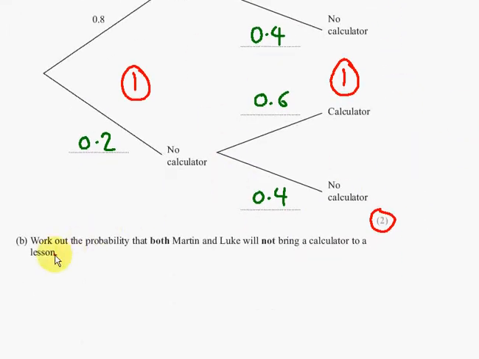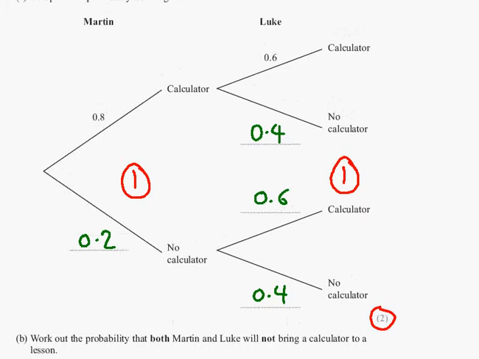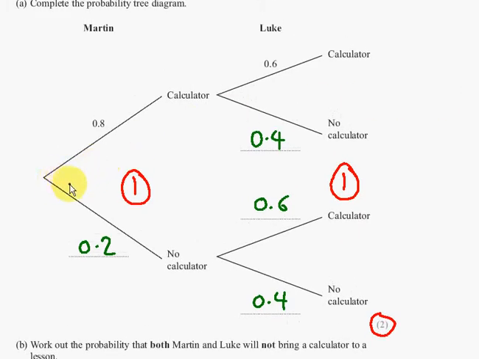So, part B says work out the probability that both Martin and Luke will not bring a calculator to the lesson. So which route is that? Okay, so Martin and Luke not bringing a calculator. So no calculator from Martin and no calculator from Luke. Okay, so we want this probability here.